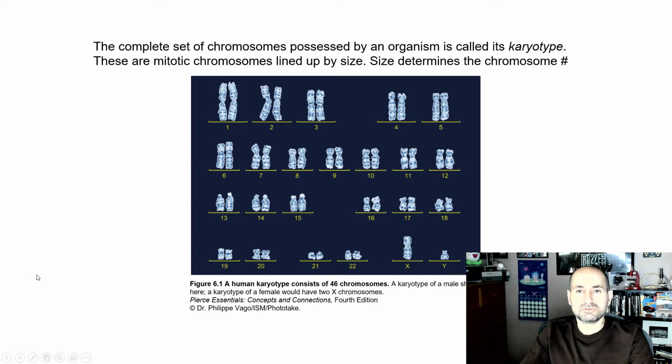And here we're looking at a karyotype. What is a karyotype? The karyotype is a complete set of the chromosomes possessed by an organism. So this is a karyotype of a human. Notice that there are 23 different chromosomes, and because we have two homologous sets of chromosomes, we have two chromosome 1s, two chromosome 2s, two chromosome 3s, two chromosome 4s, so on and so forth. And our final set, the 23rd set, are known as the sex chromosomes.